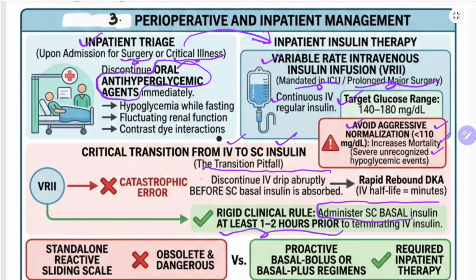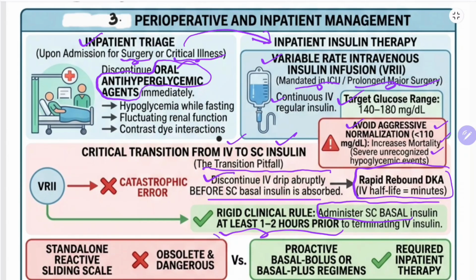Why? Because if you discontinue the IV drip abruptly before subcutaneous basal insulin is given, there can be rapid rebound diabetic ketoacidosis because IV insulin has a very short half-life. So the patient can develop DKA in minutes. That's why always give subcutaneous insulin 2 hours before discontinuing IV insulin. So that is one thing one should remember.